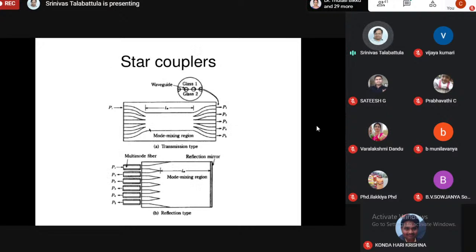So star couplers are devices which will mix up the light in the mixing region and then redistribute it across output ports. Suppose you want to create equal output at each of these ports, you can use such a mechanism. This is called transmission mode. Similarly, you can have a mixed region with a reflection mode of operation and so on.